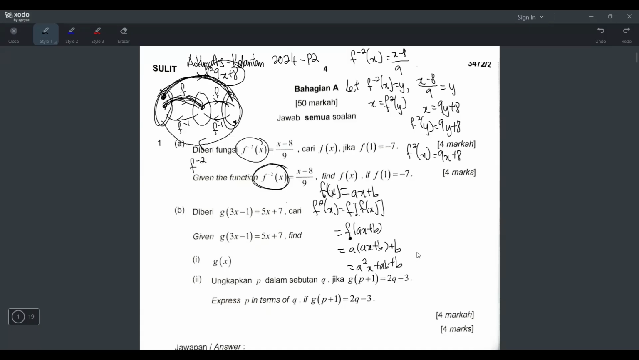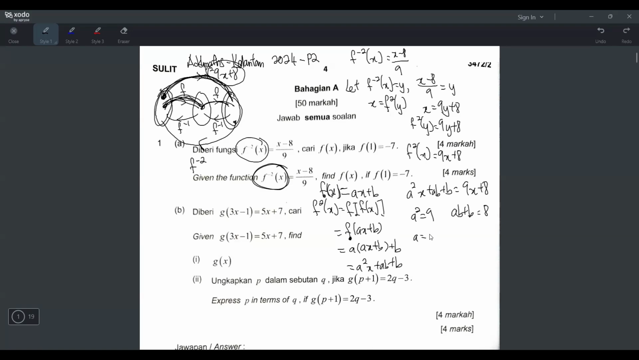But you will compare this with this so that you can find out what is your a and b now, right? So the way we compare is, I will just write this whole thing, a square x plus ab plus b, and then I'll straight away equals to this 9x plus 8. And when we compare, we have to compare the coefficient of x. So a square equals to 9. And then the number belakang sini, ab plus b is equals to 8.